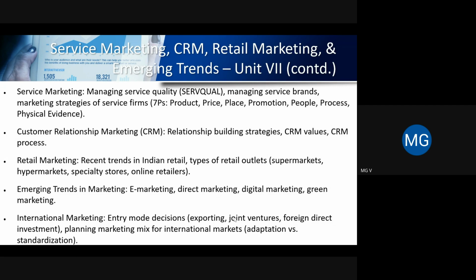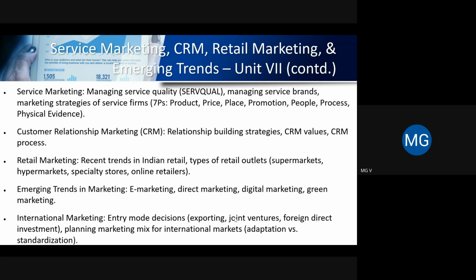Retail marketing deals with marketing goods and services to consumers for personal, family, or household use. The Indian retail market is experiencing rapid growth and transformation. Various types of retail outlets exist, from traditional kirana stores to modern supermarkets and online retailers. Emerging trends in marketing include e-marketing, that is, marketing using electronic media, direct marketing, that is, communicating directly with consumers, digital marketing, that is, using digital channels, and green marketing, that is, marketing environmentally friendly products and services.